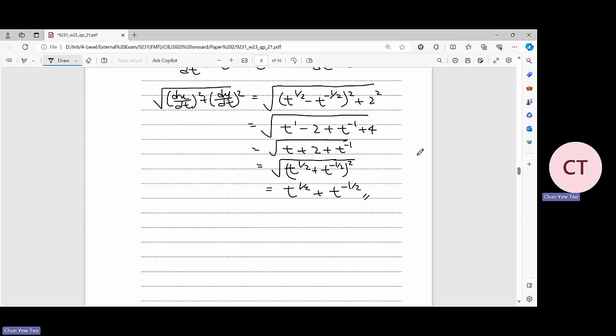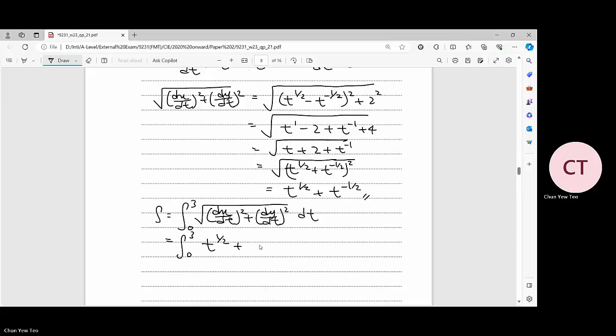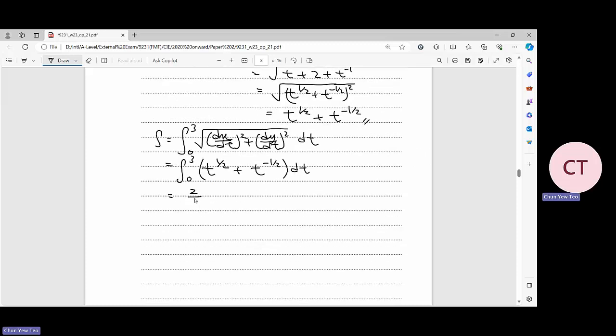Okay, so now we are ready to find the length of the curve C from 0 to 3. So just write down the formula, the square root of (dx/dt)^2 plus (dy/dt)^2. Since we have found the result of this square root previously, we can just apply this result directly. Integrate one by one. You will get 2 over 3 t to the power of 3 over 2, plus 2 times t to the power of half. The value is from 0 to 3.